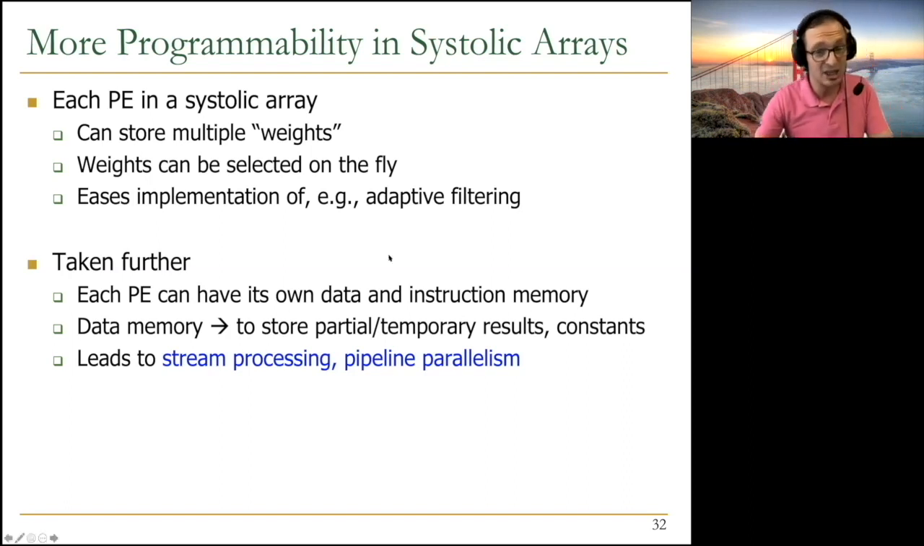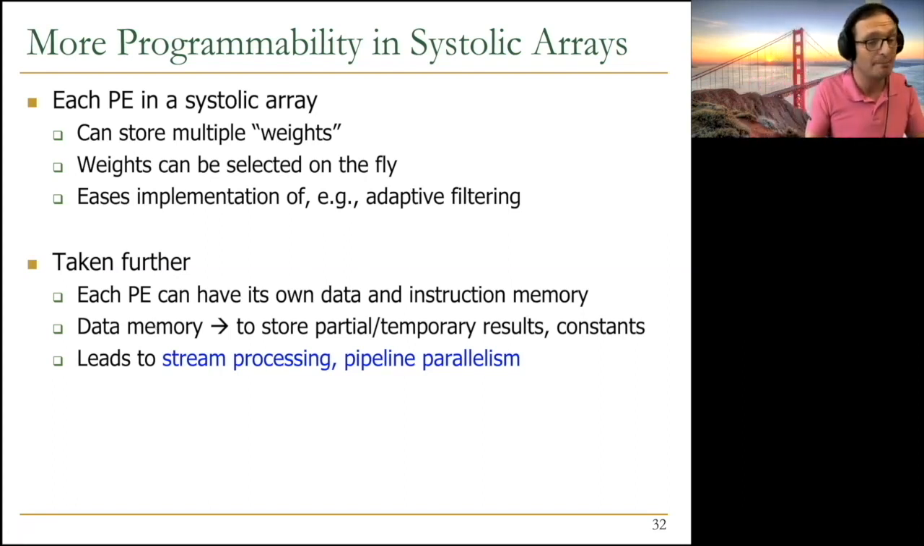So adding instruction memory and data memory doesn't really change the fundamental principle. It really makes it more programmable so that you can store partial and temporary results. And hopefully this memory is small.